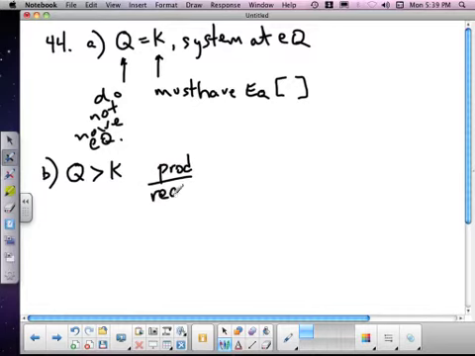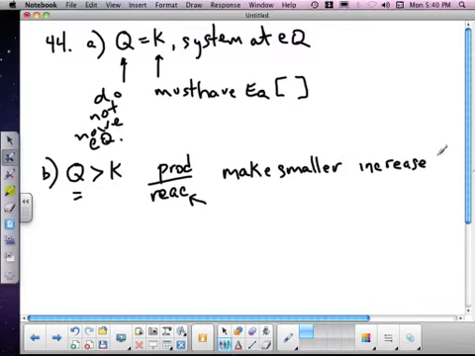So if Q is too large and you want to get to equilibrium, you have to make this ratio smaller. And in order to do that, you are going to have to increase your denominator. So make smaller, which means increase denominator, which means more reactants, which means shift left, in your equilibrium.